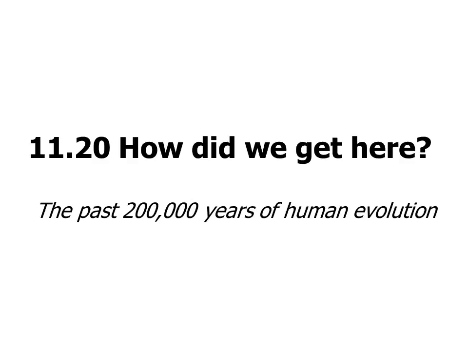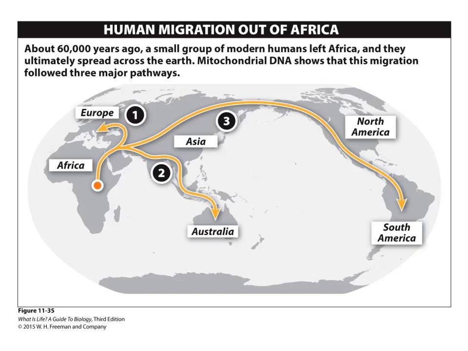Then about 60,000 years ago, a small group, probably no more than 100, of these modern humans left Africa and ultimately spread across the earth. So that's 60,000 years ago that we see human migration out of Africa.